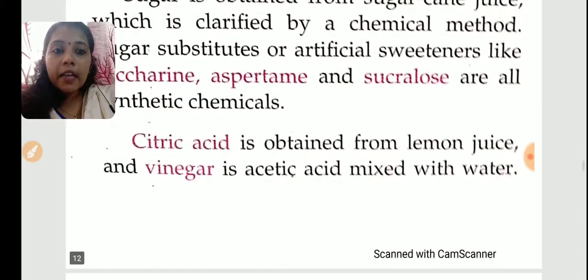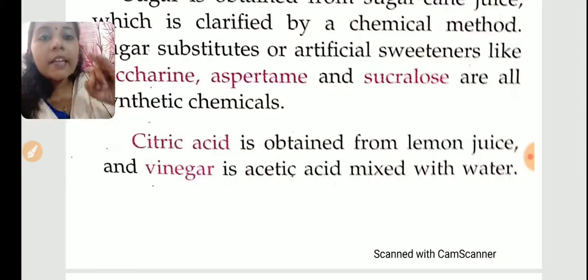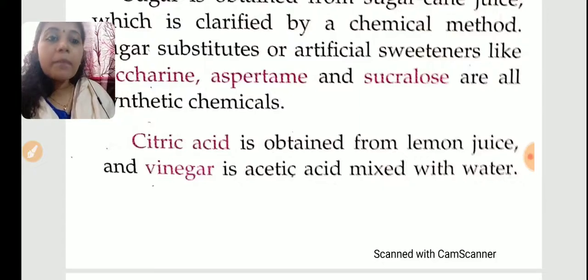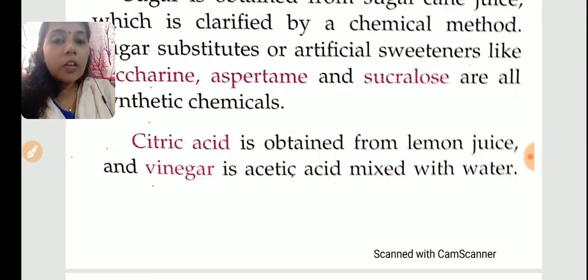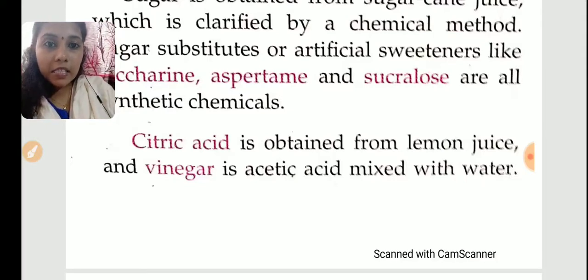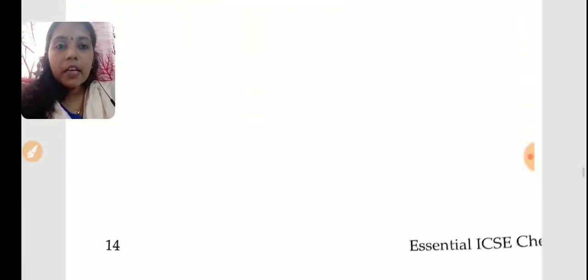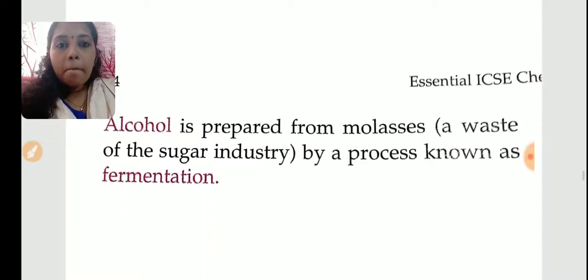And then citric acid is obtained from lemon juice, that we know. From our lemon, orange, etc., we are getting citric acid. And vinegar is acetic acid mixed with water. So what is vinegar? Sirka. Vinegar is obtained from acetic acid. It is an acid. Then it is prepared from wine. Wine you know. Then alcohol is prepared from molasses by a process called fermentation.